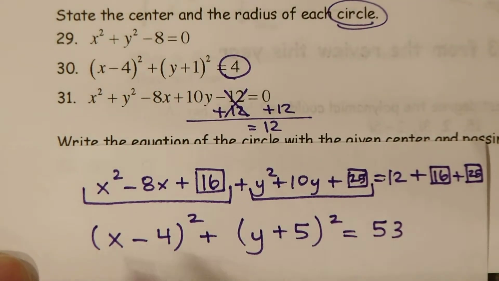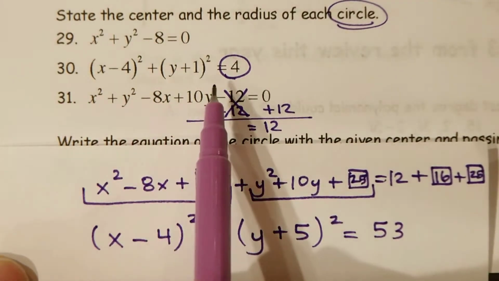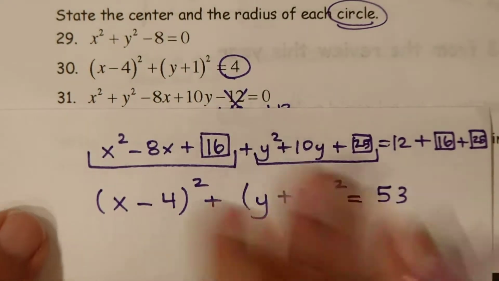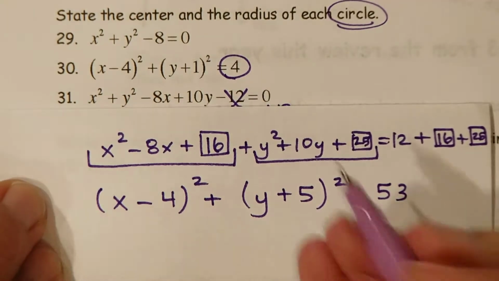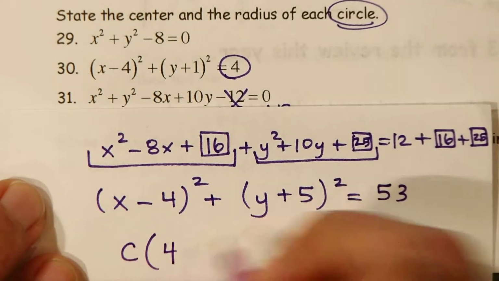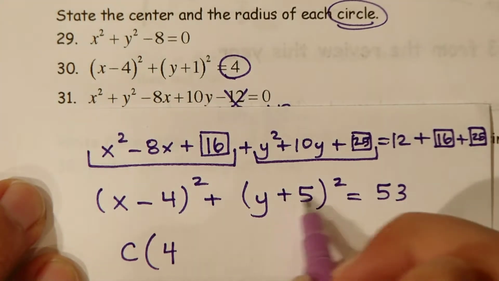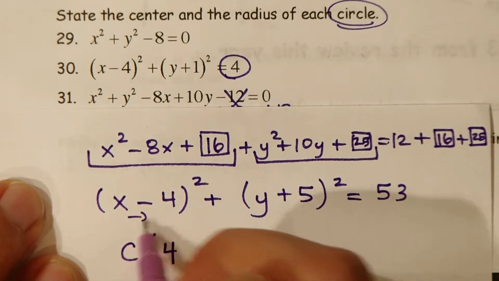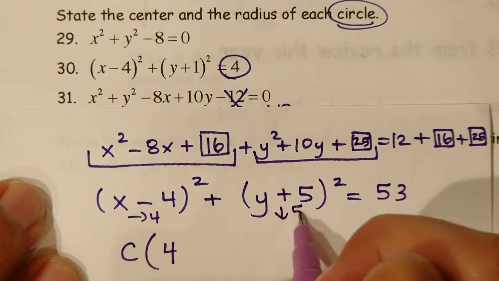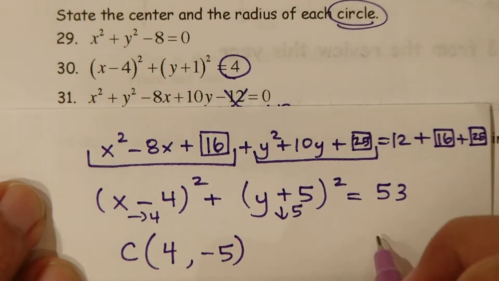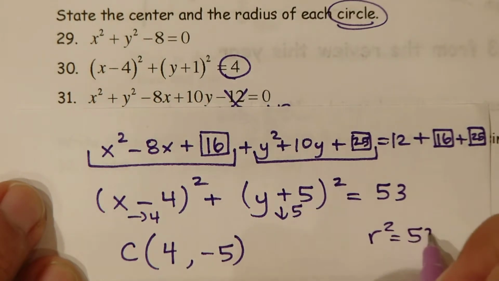So now this is in a similar format as this one over here, number 30 that we just looked at. So we have our translation. This one was again moved 4 to the right. So our center is going to be at 4 and down 5, negative 5. So this is to the right 4, down 5. So negative 5. And my radius, so r squared equals 53.